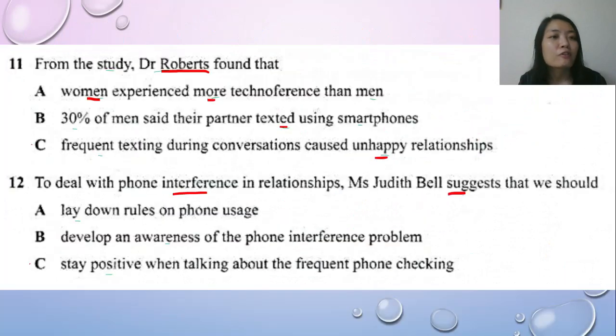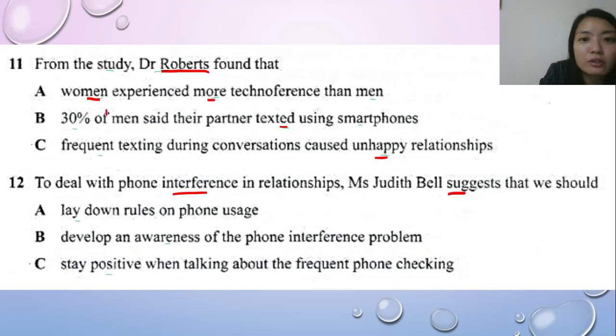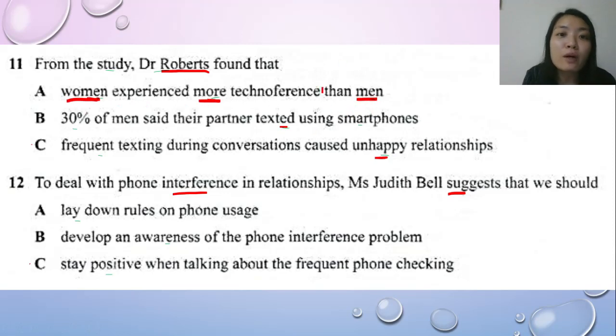Next, from the study, Dr. Roberts found that women experience more technoference than men. In this question now you have to find out one by one the keywords that are in here. Women experience more than men, and you have to check one by one. You cannot just go through all in one shot and then look at the text. It's not like last time in SPM, where you can just read all then you know the answer already. No, this one, each sentence you have to understand, each sentence you have to check.